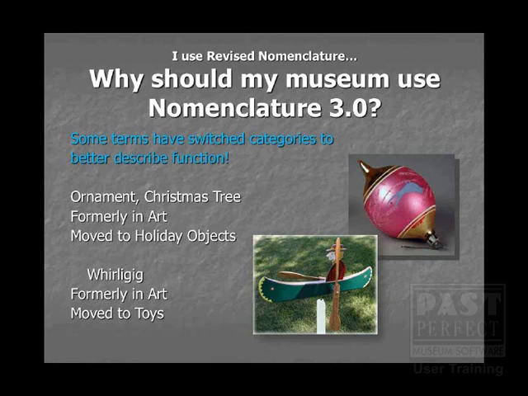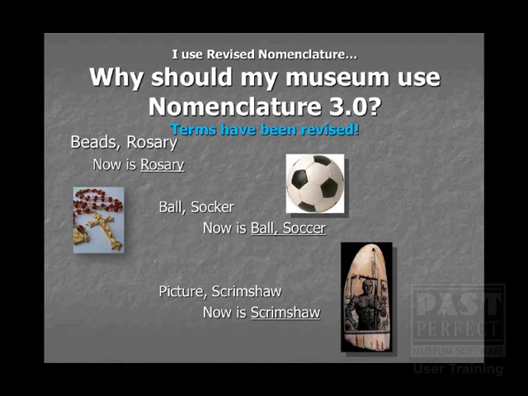The whirligig was previously listed in art and has been moved to toys under the category of recreational artifacts. Now, if the whirligig was still serving, say, a folk art function, what you can do is you could name it artwork or carving or whimsy, and then assign it either in the other name field, a title field, or you can give it the second object name of whirligig, whatever you need to do to cross-index.